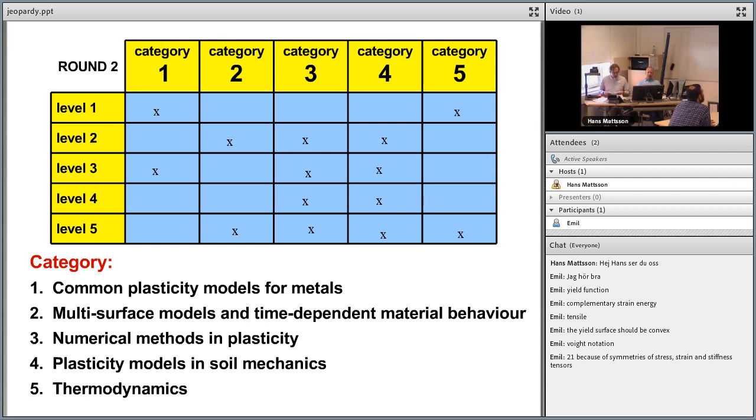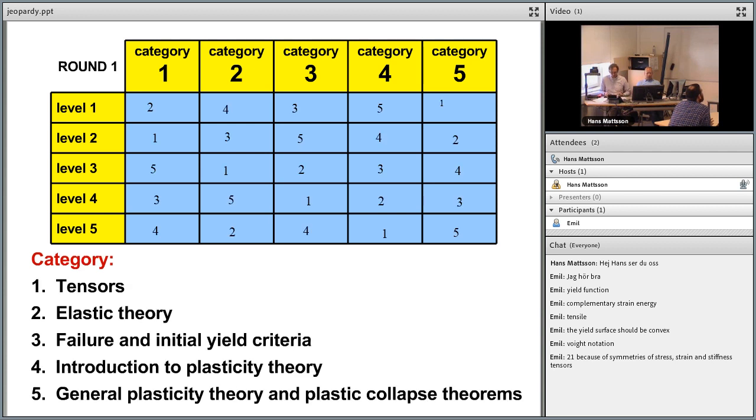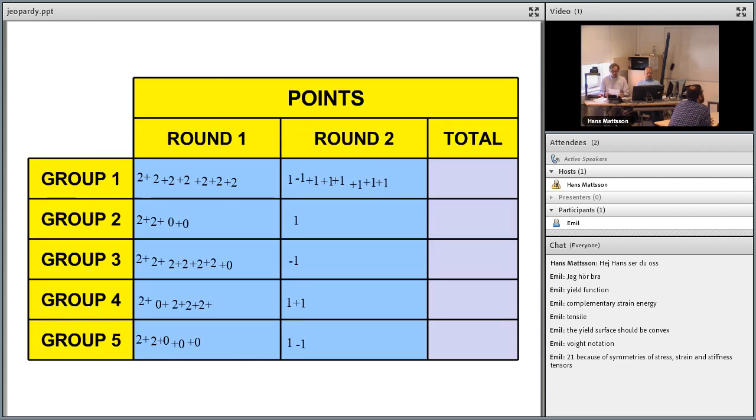And choose the next category. Category 1, level 4. What can be modeled with the von Mises model with isotropic hardening, kinematic hardening, and mixed hardening respectively? Or what can those models model?